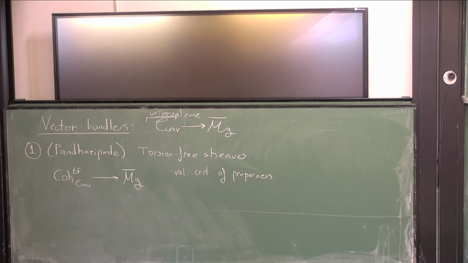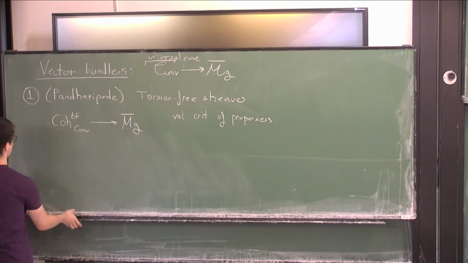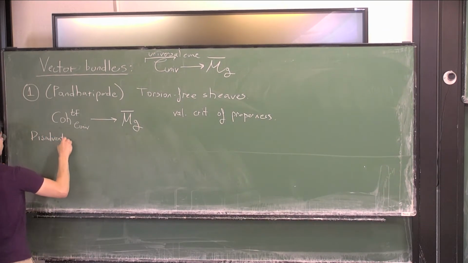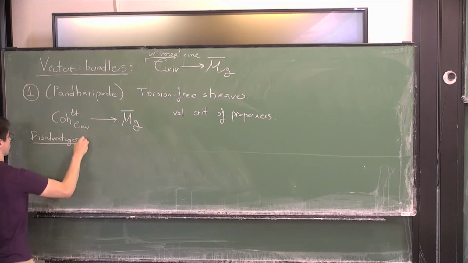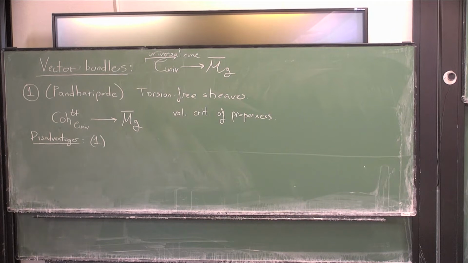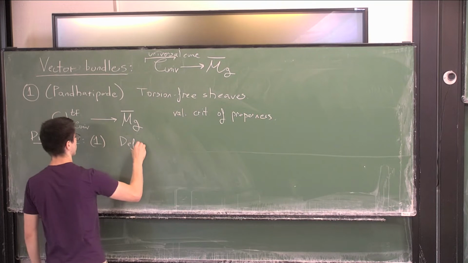I would say for our purposes, this thing has two disadvantages. The first one is that for torsion-free sheaves, the deformation theory is not that nice. The deformation theory is a bit worse than for vector bundles.